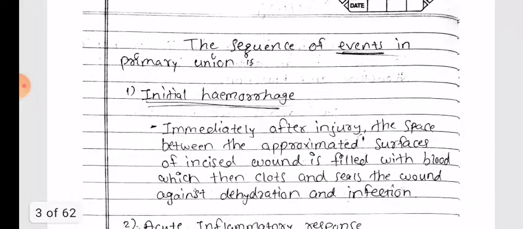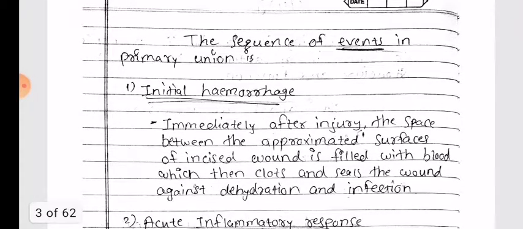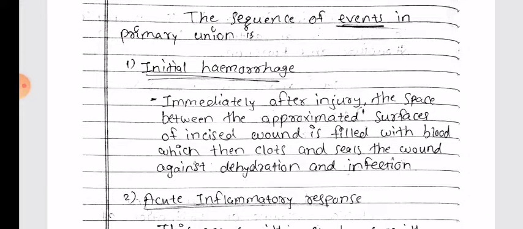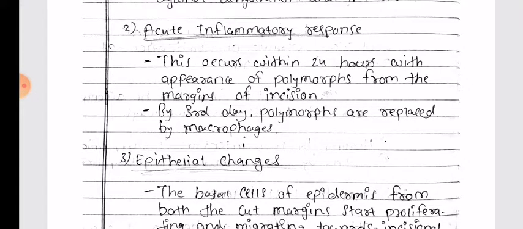The sequence of events in the primary union are: initial hemorrhage. Immediately after injury, the space between the approximated surfaces of the incised wound is filled with blood, which then clots and seals the wound against dehydration and infection. Acute inflammatory response: this occurs within 24 hours with appearance of polymorphs from the margins of incision. By third day, polymorphs are replaced by the macrophages.